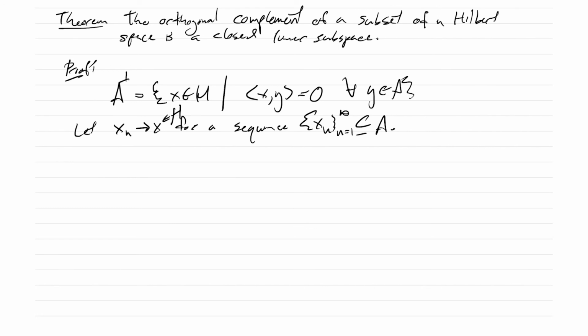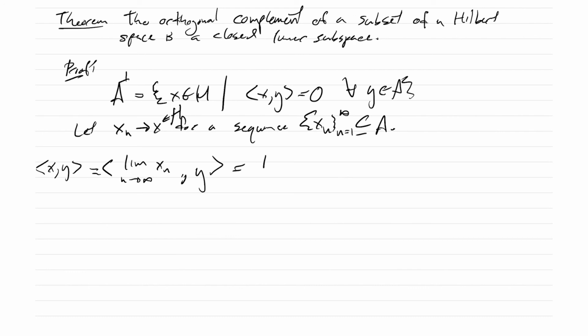So basically what we're taking a look at is the limit as n goes to infinity of the inner product of x_n with y. We're trying to figure out what the inner product of x and y is, and we want to show this equals 0. That would tell us that it's closed, because a closed set is one that contains all of its limit points.